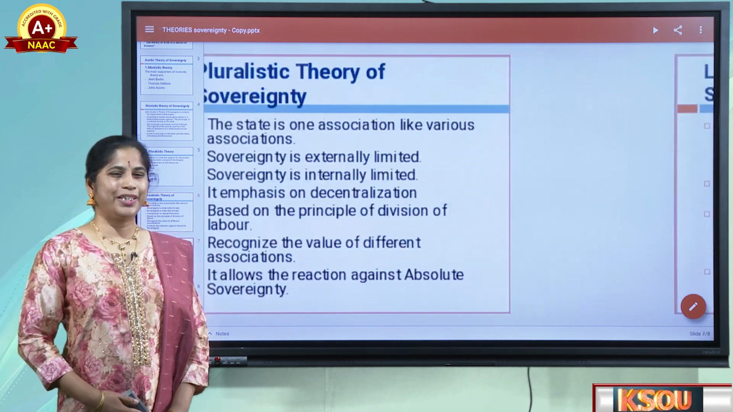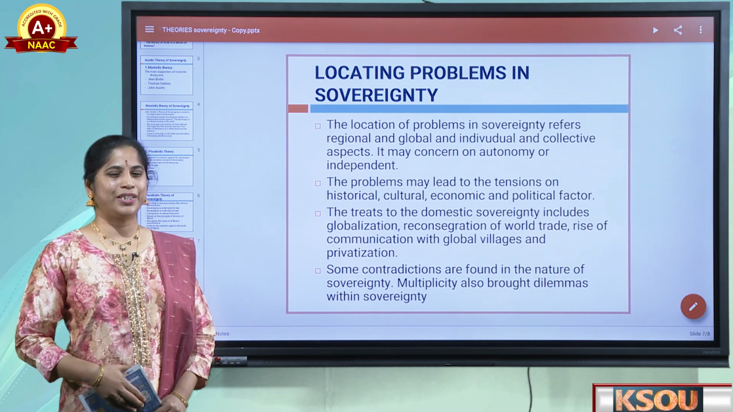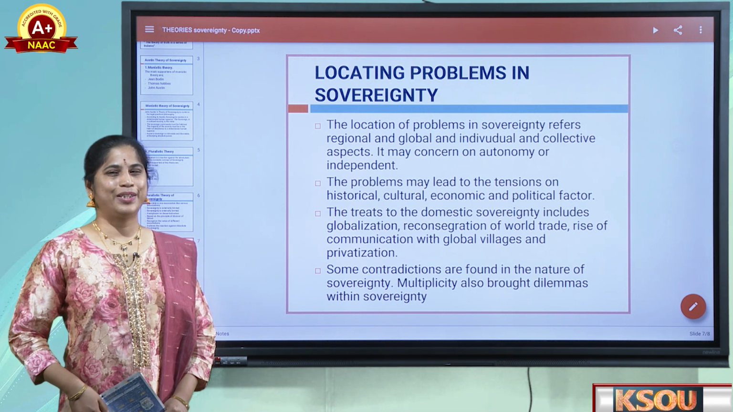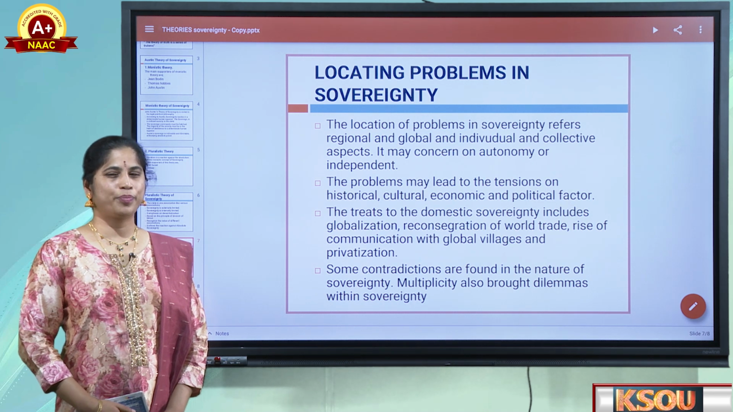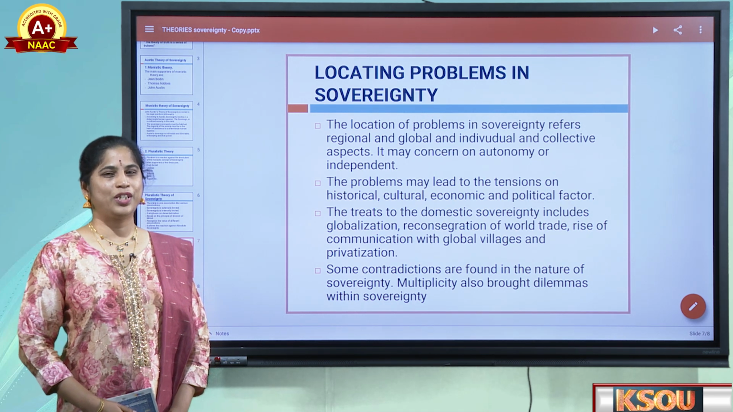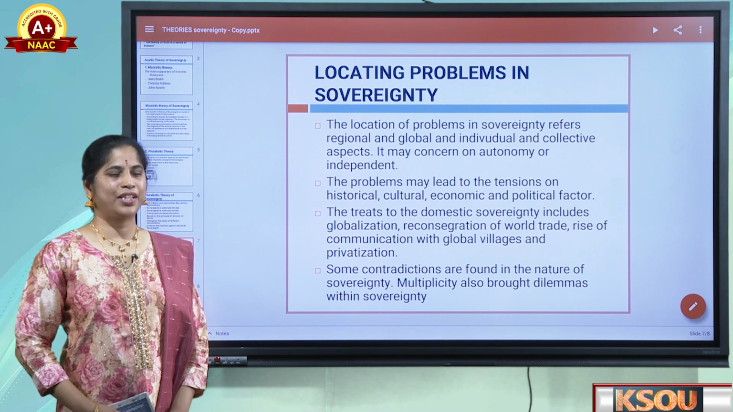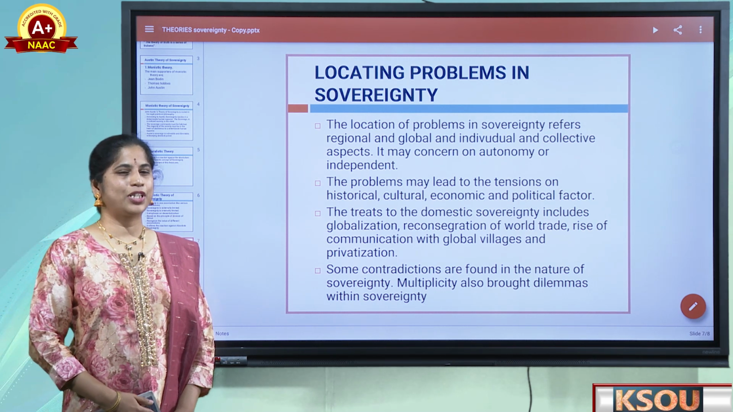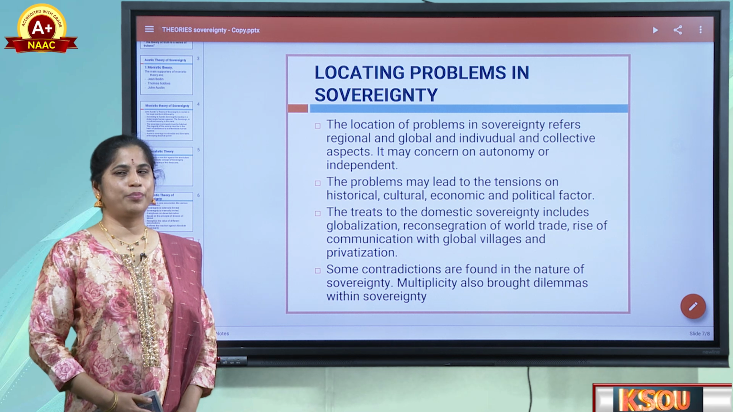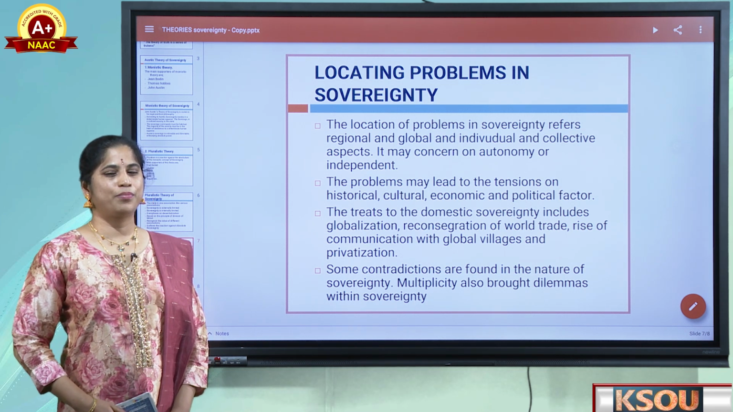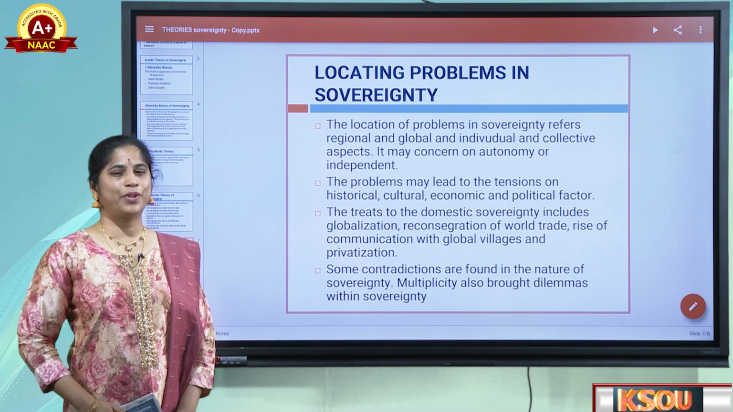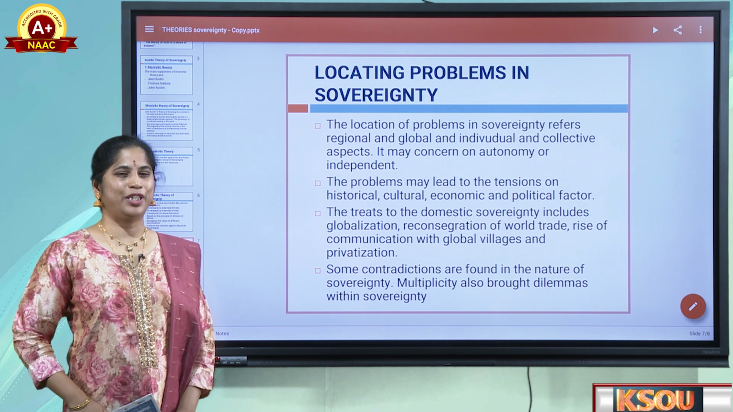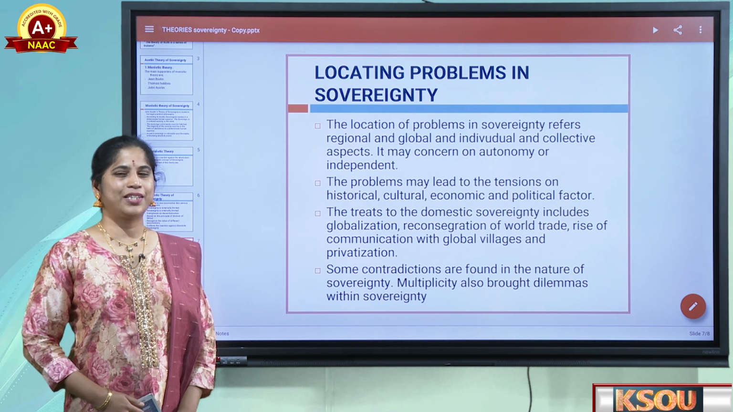So, let us move on to the next aspect in this particular unit itself, that is location of problems in sovereignty. After understanding two major theories of sovereignty, we must understand some problems which may be located in sovereignty itself. I would like to put it in a precise manner. Here we would like to note that location of sovereignty is a dialectical phenomenon because of certain reasons.